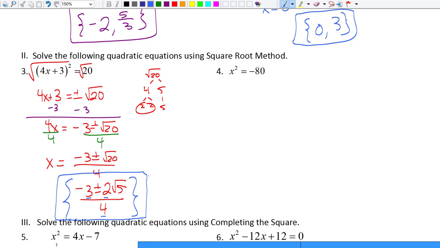Technically, you could split it up to negative 3/4 plus or minus 2 root 5 over 4, but then 2 root 5 over 4 would need to be reduced. So I would just leave it that way. I think that's the easiest way to do it.